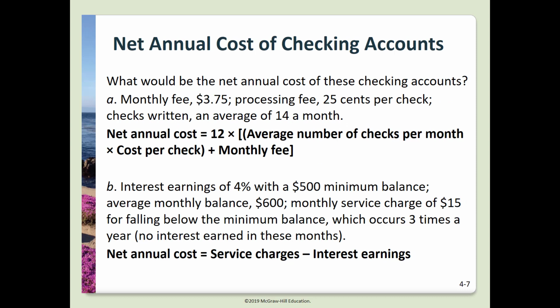So in this next problem, we're going to be looking at the net annual cost of checking accounts. So what would the net annual cost of the following checking accounts be? In Part A, we're given the monthly fee is $3.75. We've got a processing fee of 25 cents per check, and the number of checks written on average per month is 14. So here's our formula for the net annual cost.